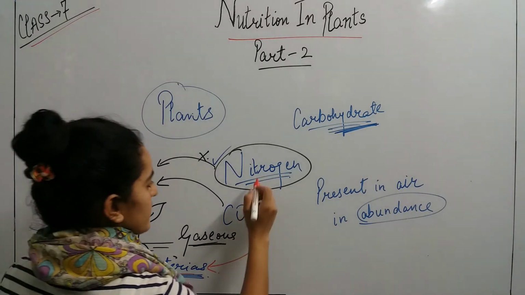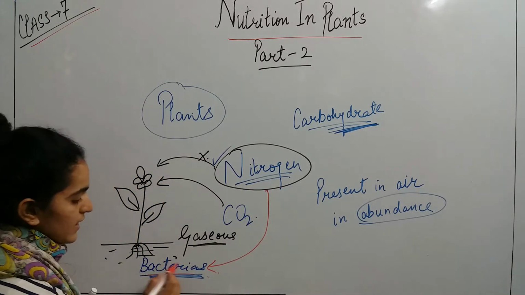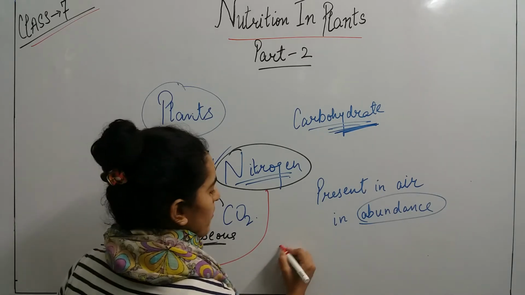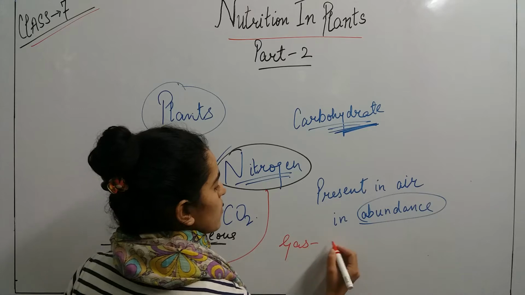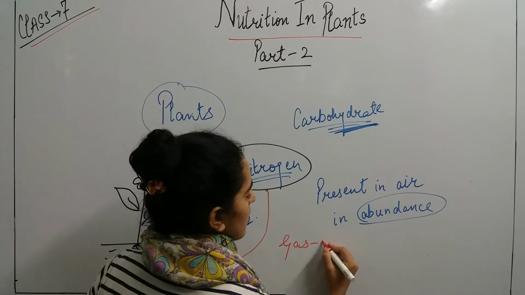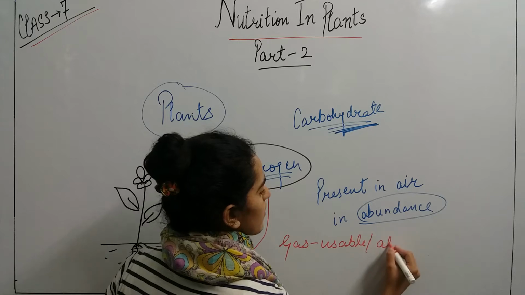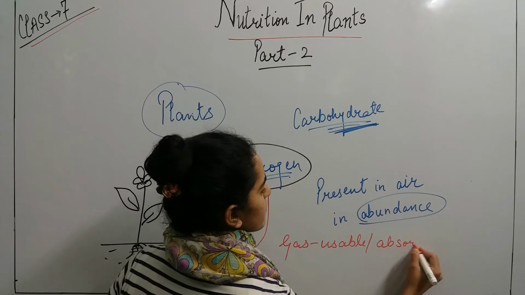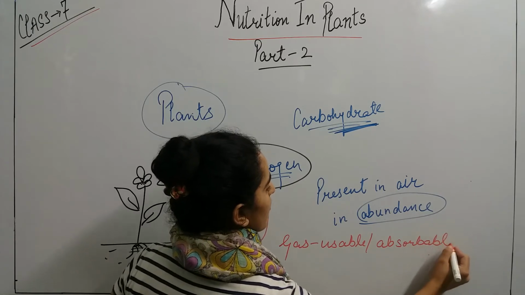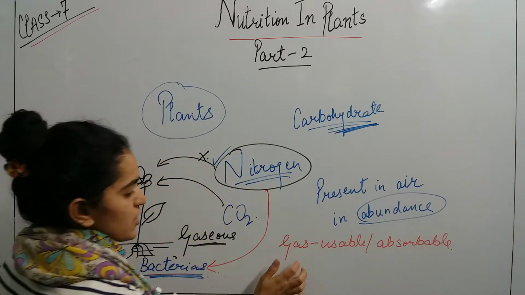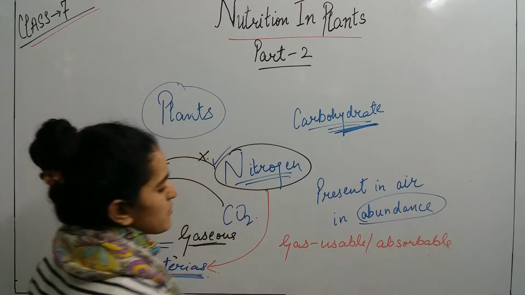Bacterias ले लेंगे क्या? Nitrogen. Then they will, और उनका एक्शन क्या होगा? They will convert it from gas to usable form या फिर absorbable form में ये convert कर देगा. Bacteria will convert nitrogen from gaseous form to usable or absorbable form.